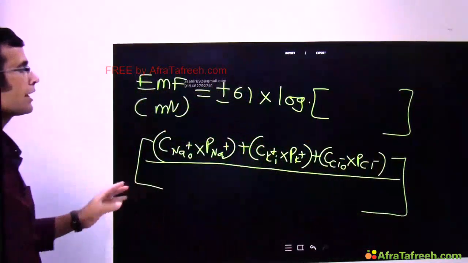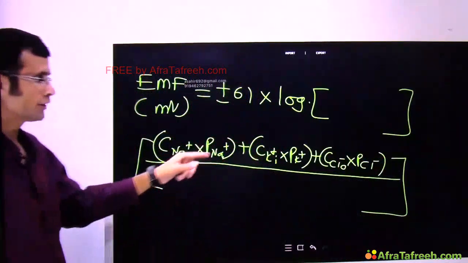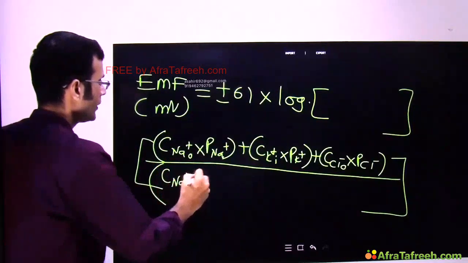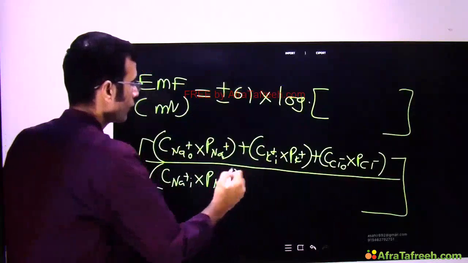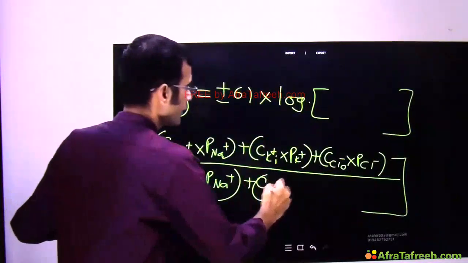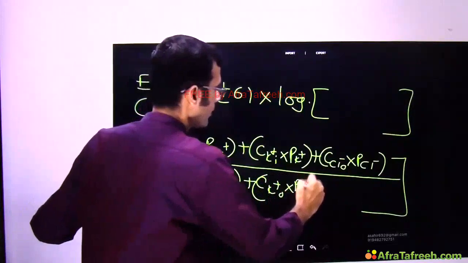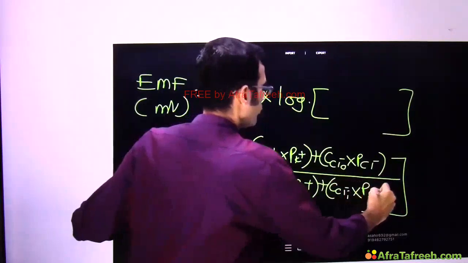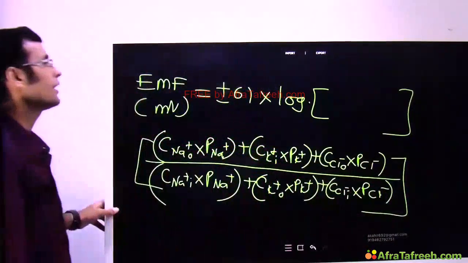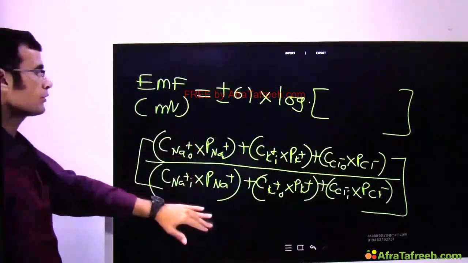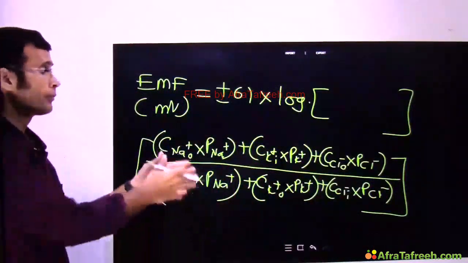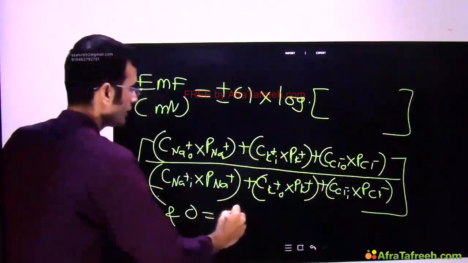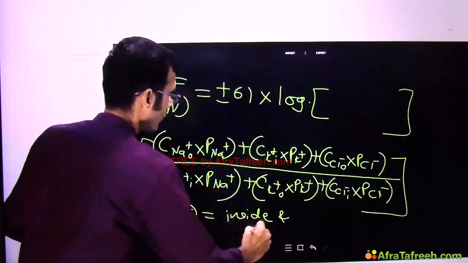I am taking all the higher concentrations for those ions in the numerator, upon concentration of sodium inside into permeability for sodium, plus concentration of potassium outside into permeability for potassium, plus concentration of chloride inside into permeability for chloride. I have taken higher concentrations in the numerator and lower concentrations of those ions respectively in the denominator. So I and O are the inside and outside concentrations of those ions.